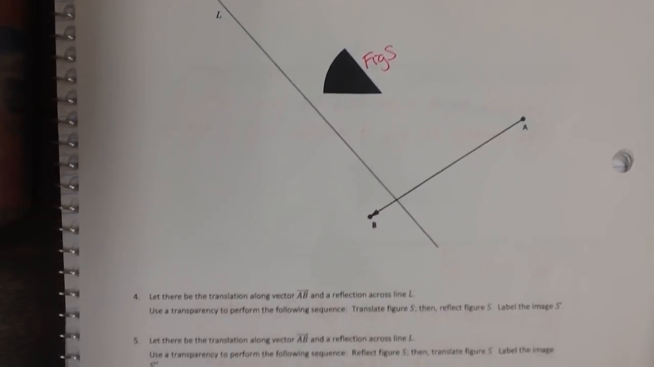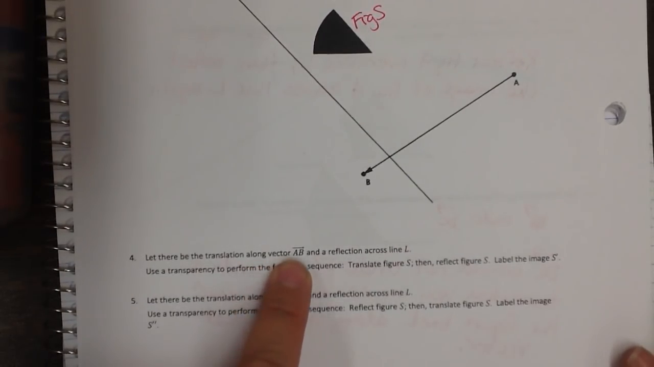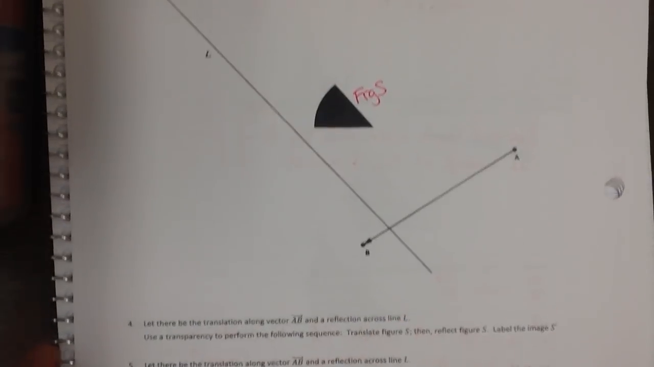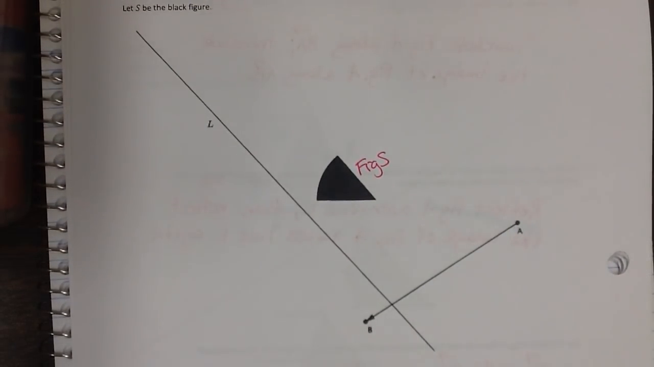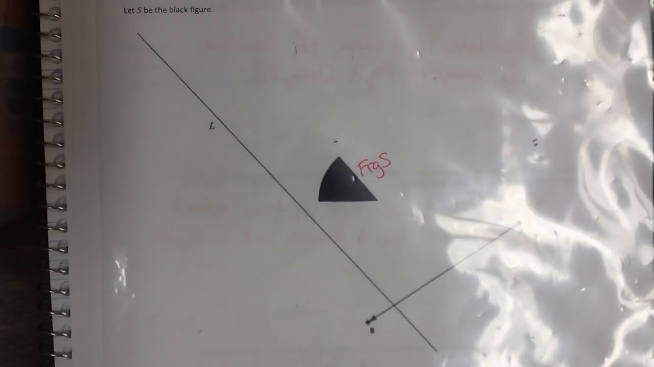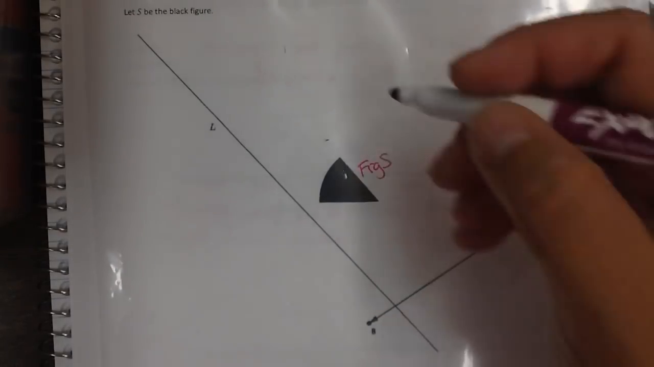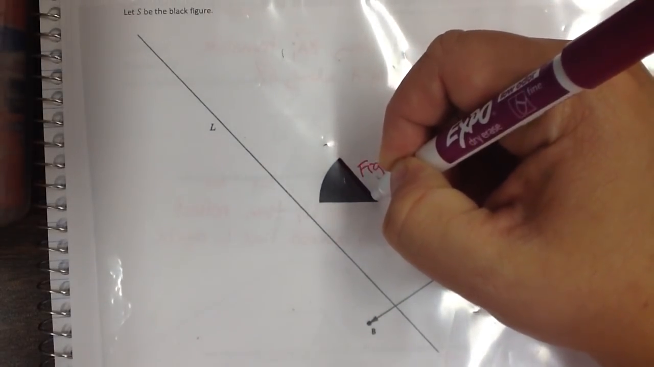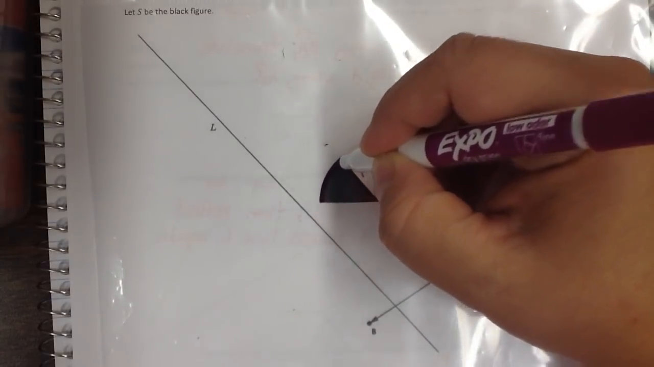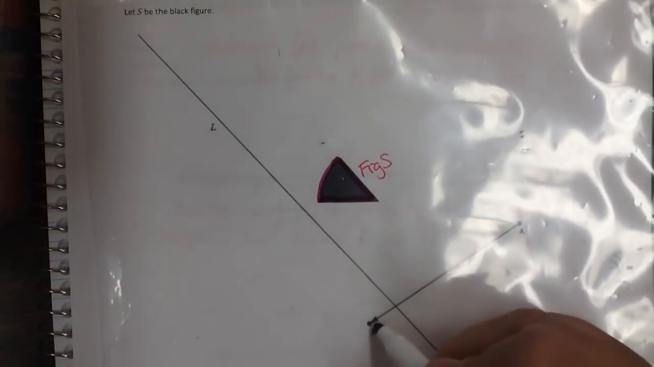Okay, so it says, let there be a translation along vector AB and a reflection across line L. So we're going to do the translation first and then a reflection. Because you're doing two things, a translation and then a reflection, you're going to draw two figures. So I'm going to trace figure S. Again, I'm going to do the inside. It's much easier for me to do the inside. Okay, and then I'm going to trace my vector.